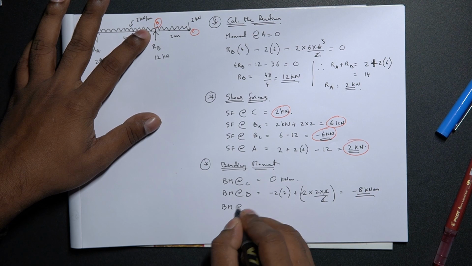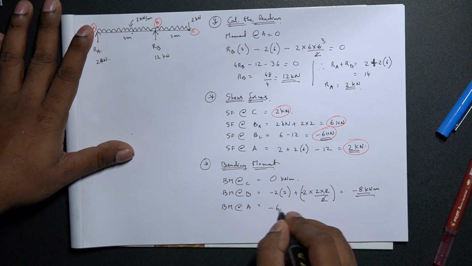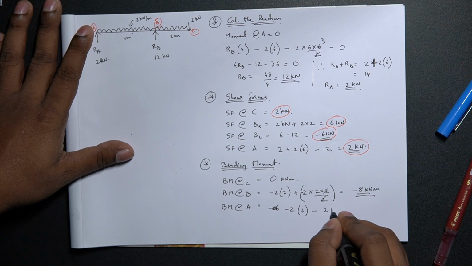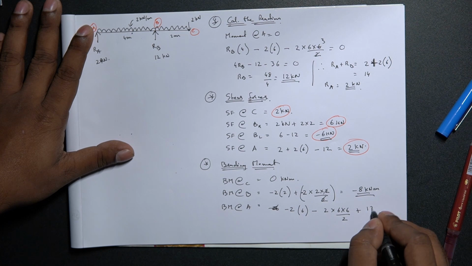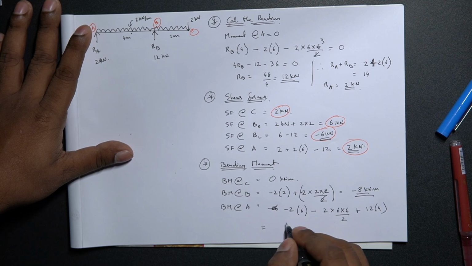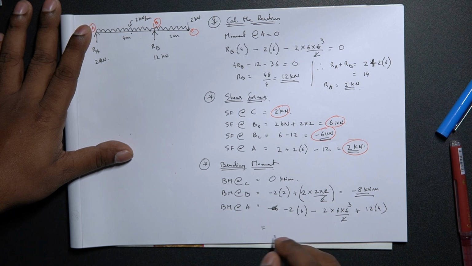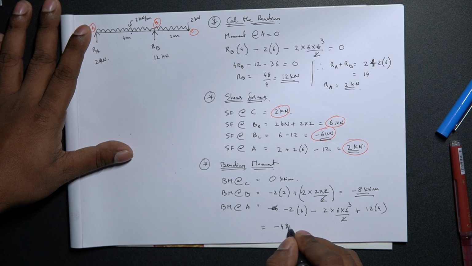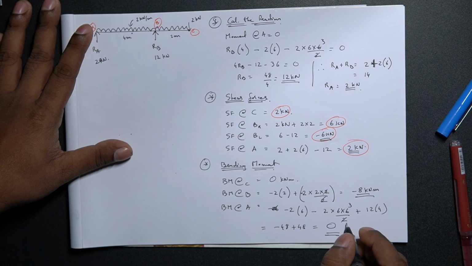Next, bending moment at A. Similarly, minus 2 times the total length 6, minus 2 into WL square by 2, L is 6, plus we have a 12 that is acting from bottom into the 4. So this would give us minus 12 minus 36 plus 48. So this is minus 12 and 12 minus 48, and that is plus 48. So that would give us a 0 kilonewton meter at point A.